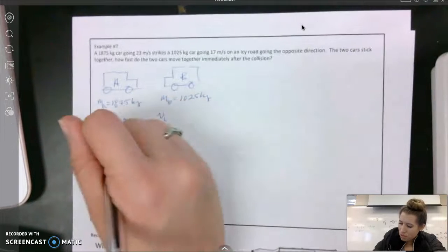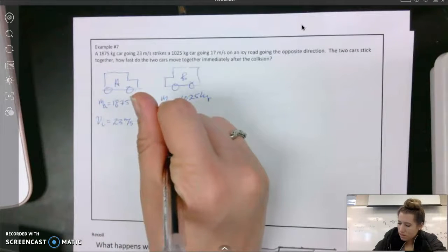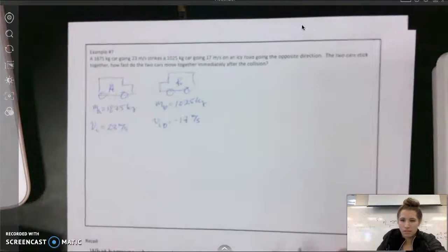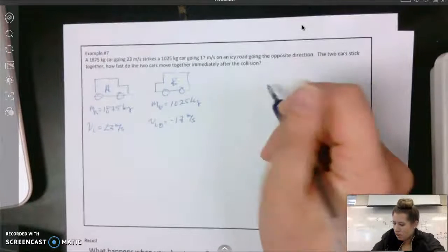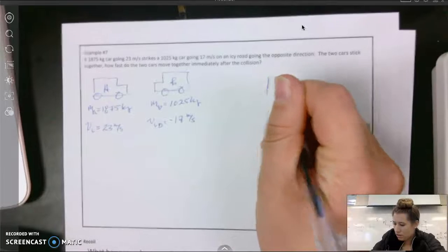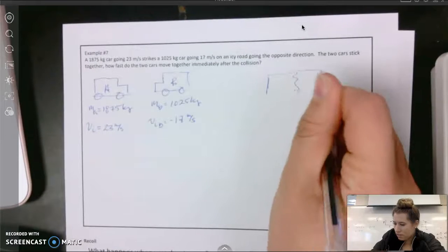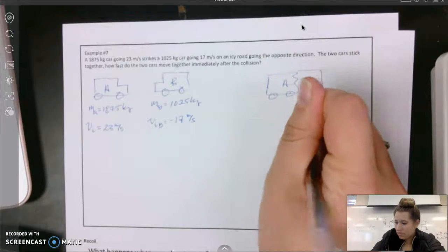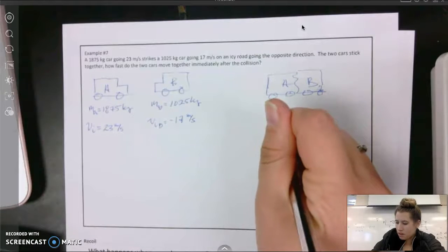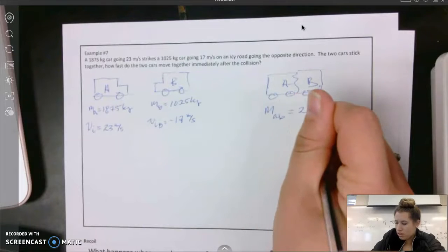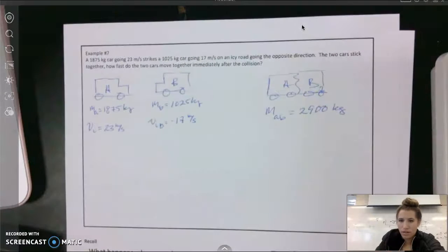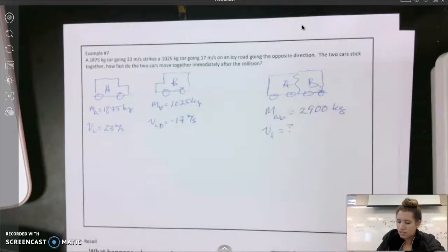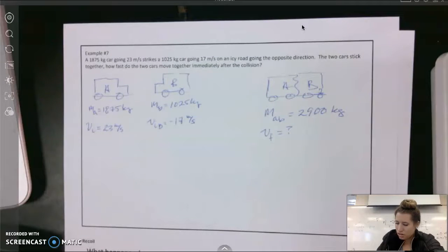Velocity initial of B is a negative 17 meters per second because it's headed in the opposite direction. And so now we have our final component here, where we have one object, so the mass of AB, which was 2,900 kilograms, and again we're looking for that final velocity of the combined object.